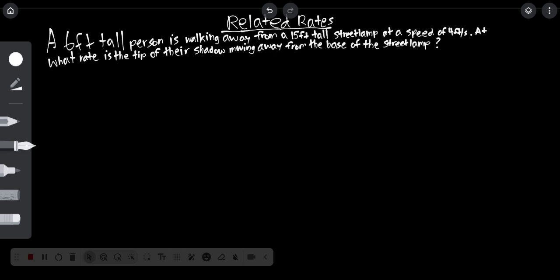Today we'll be discussing some related rates problems. The one fear that Calc students have, this and optimization, which I'll be covering in a later video. But for now, we're hit with the shadow problem.